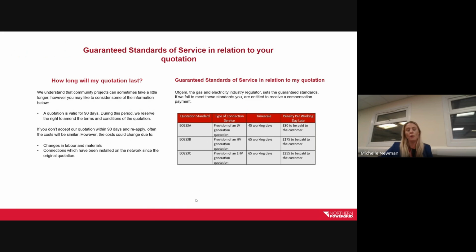So they can all be found on our website, and I'm not going to sit and reel them out, but there are a number of guaranteed standards which are worth bearing in mind that Northern Powergrid do have to adhere to.